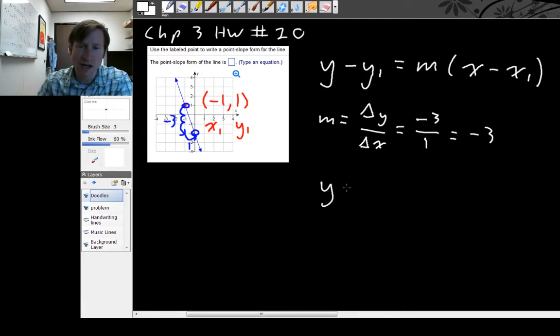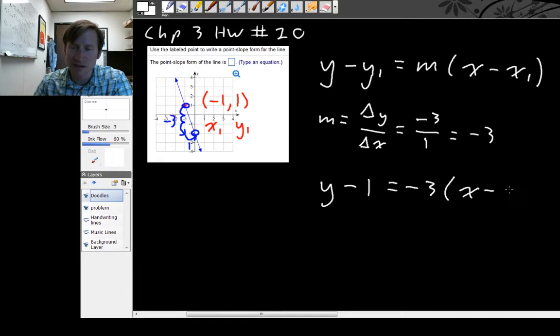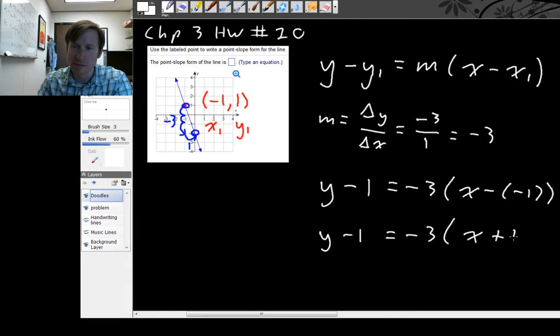So we have y minus y1, which is 1. Remember, that's coming from our point, equals the slope, which is -3, times x minus x sub 1, and x sub 1 is -1. We should probably simplify this. It's a little weird to have a negative or subtracting a minus like this. So this is y minus 1 equals -3 times x plus 1.